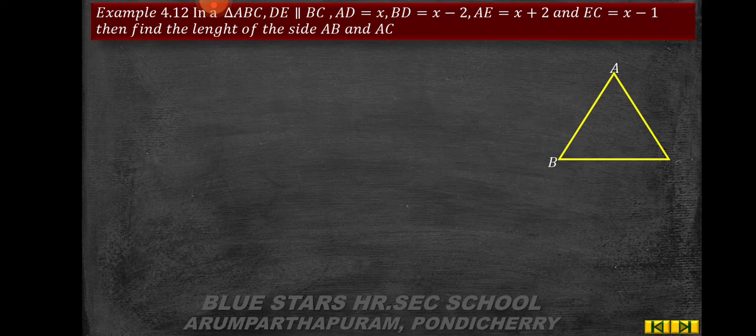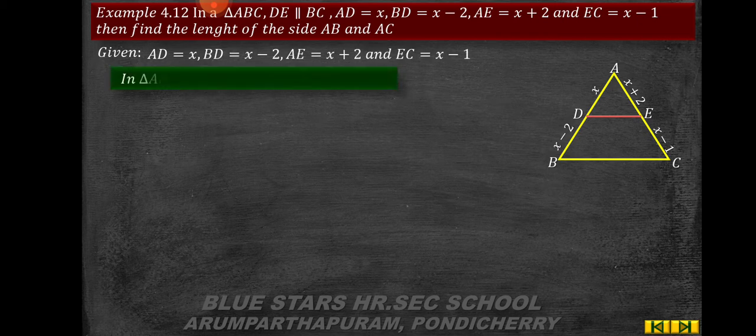So we can draw one triangle ABC. Then draw a line DE. Then AD is x. BD is x minus 2. AE is x plus 2. And EC is x minus 1, as given in the question. So given AD is equal to x, BD is equal to x minus 2, AE is equal to x plus 2 and EC is equal to x minus 1. So in a triangle ABC, DE is parallel to BC.